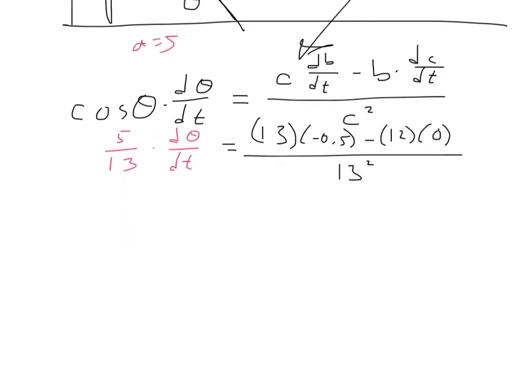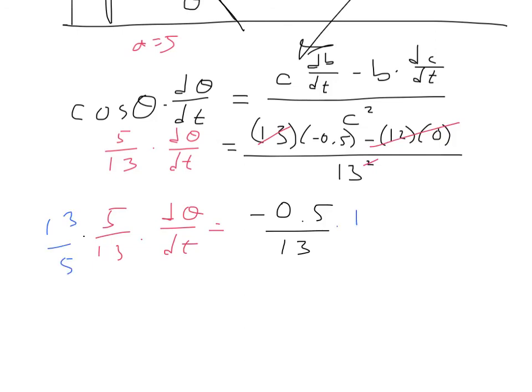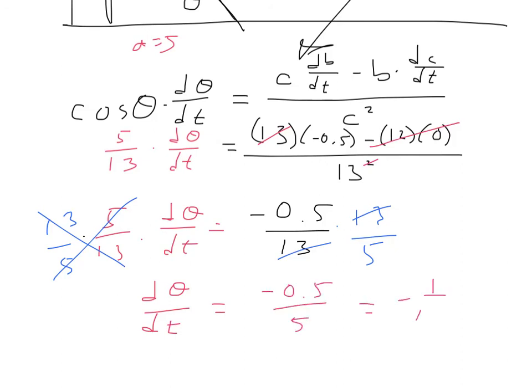And so now really this is just sort of a matter of simplifying things out. 5/13 d theta/dt equals, there's actually some interesting things that happen over here. This turns into 0, then one of these 13s will divide out, and I'm ending up with negative 0.5 over 13. So when I multiply both sides by 13 over 5, these divide out, and I end up with just d theta/dt equals negative 0.5 over 5, which is basically negative 1/10.